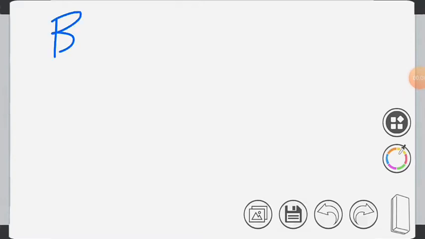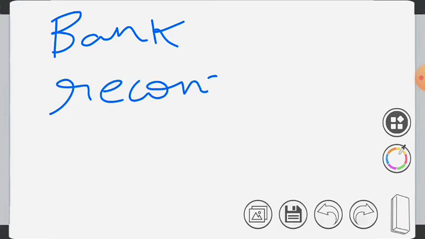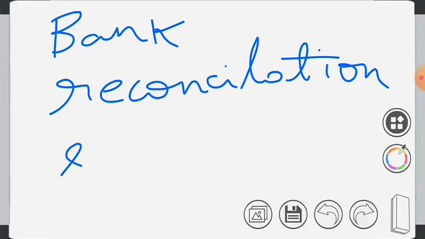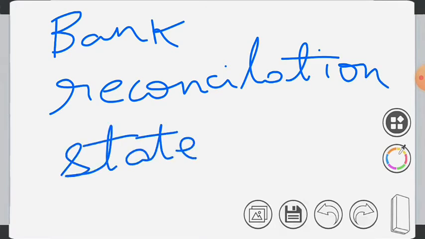Today we are going to learn about bank reconciliation statement.